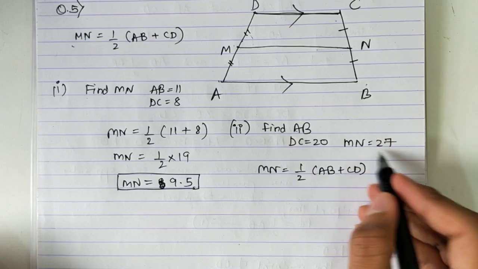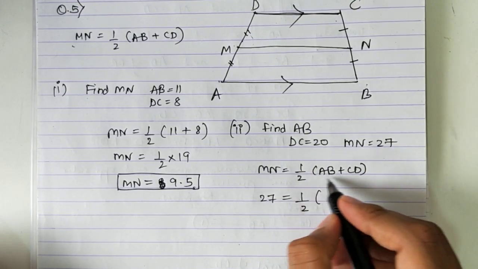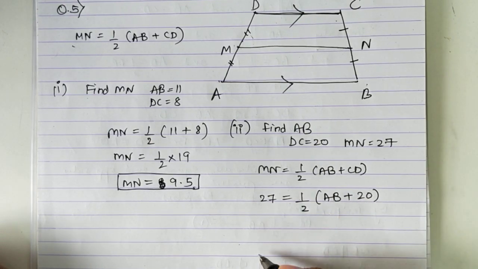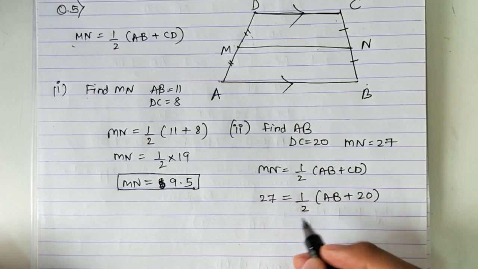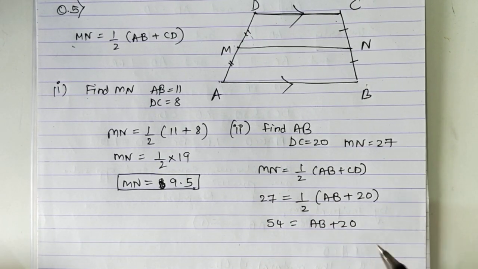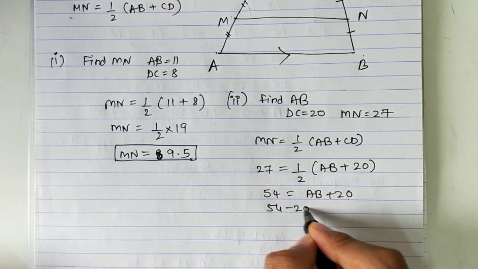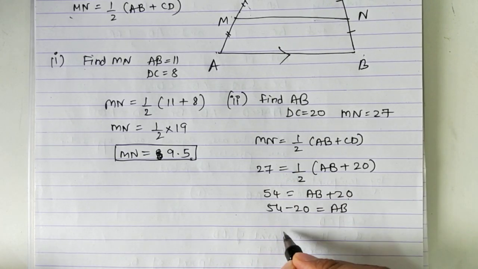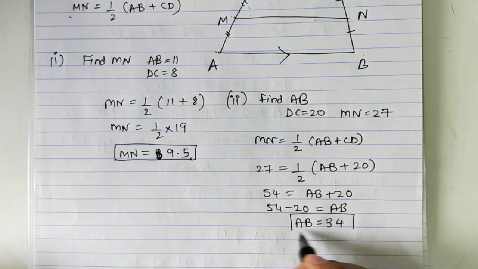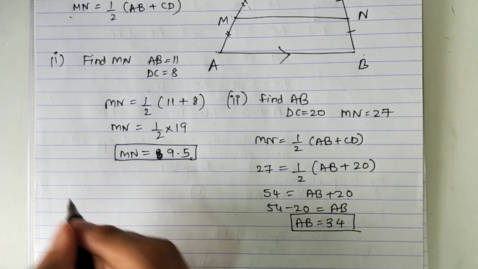What is MN? MN is 27, is half of AB, which is not known, plus CD, which is 20. So cross multiply, this 2 will go here. 54 is equal to AB plus 20. 20 will go here and get subtracted. So 54 minus 20 is AB. So AB is 34. Okay.